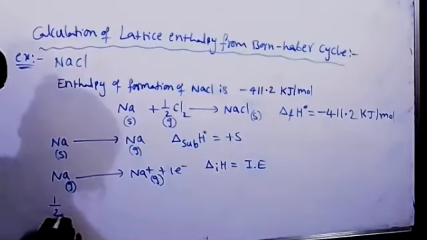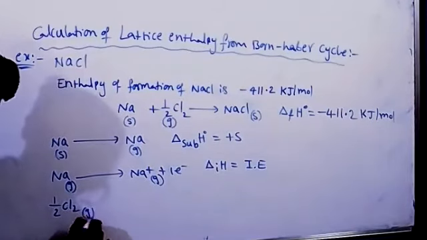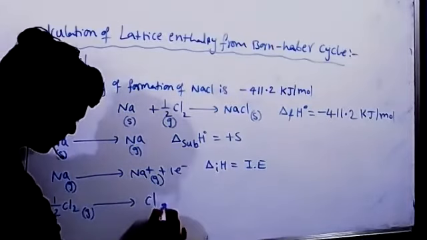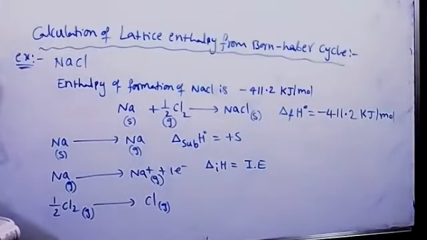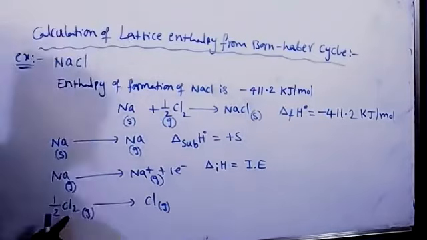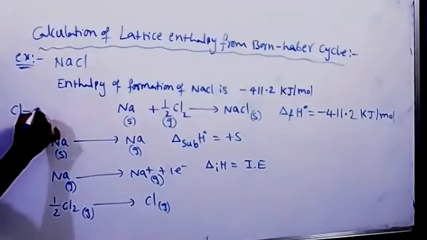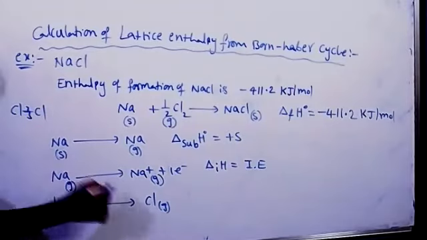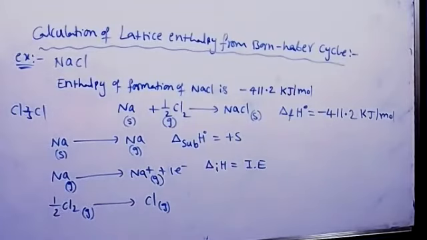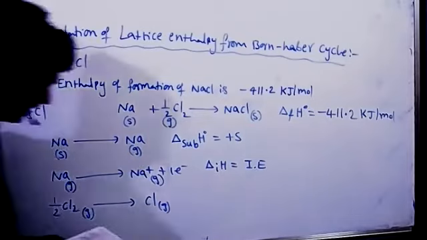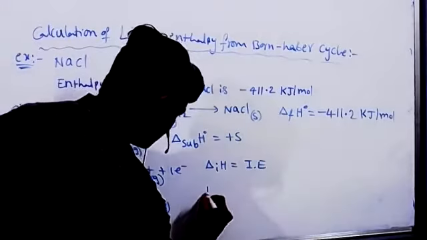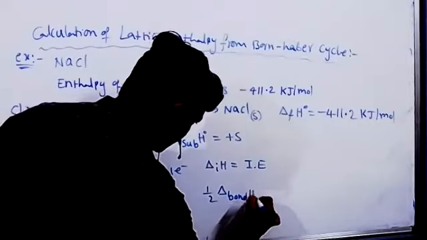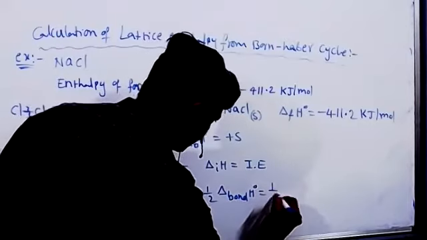Here half a mole of gaseous chlorine becomes chlorine atoms in gaseous form. This is called bond dissociation enthalpy. Here chlorine is actually in molecular form, so if you break this, it gives chlorine atoms. Half of the bond dissociation enthalpy is denoted with 1/2 D.